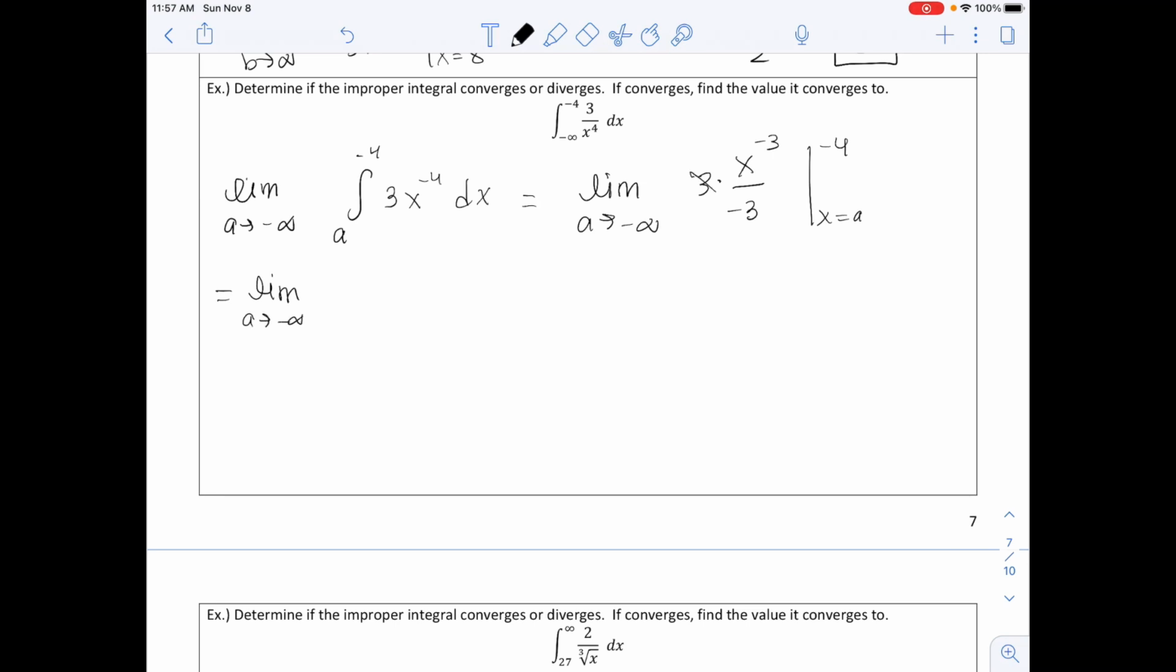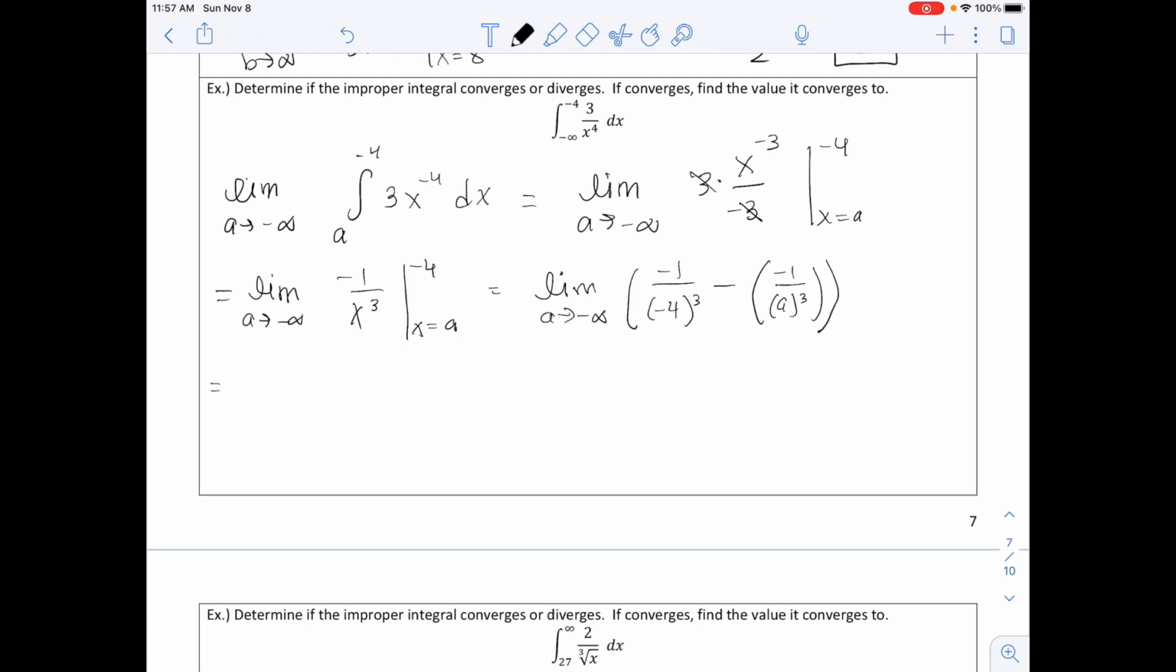And my 3's are going to cancel out, and I just have negative x to the negative 3rd. And so I'm going to rewrite this as negative 1 over x to the positive 3. And again, evaluating this from x equals a to negative 4. From here, I'm going to substitute in my upper limit of integration, but again, do not forget to write that limit. When I substitute in my upper limit of integration of negative 1 over negative 4 raised to the 3rd power, make sure you put that negative 4 in parentheses, minus, and then I'm going to substitute in a, which is my lower limit of integration, so over a to the 3rd.